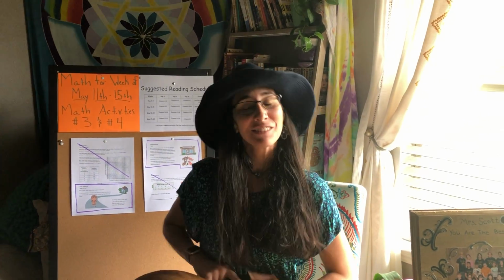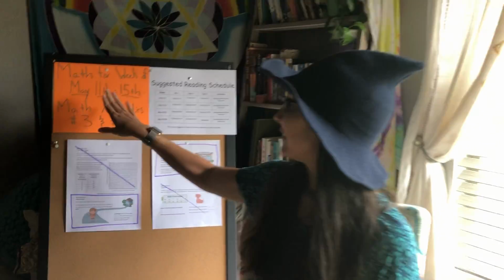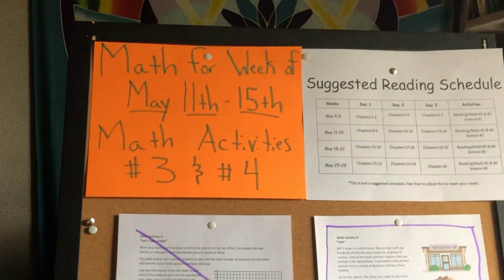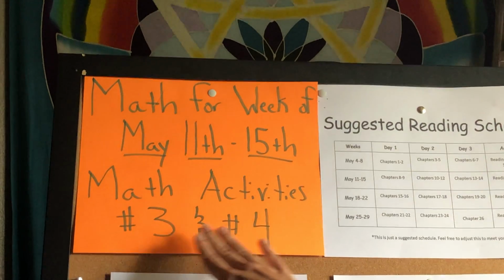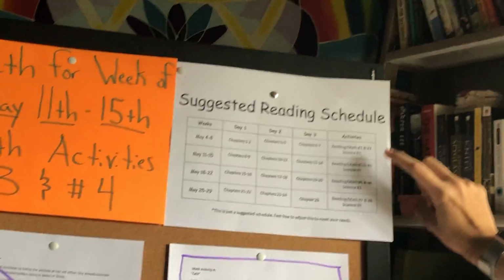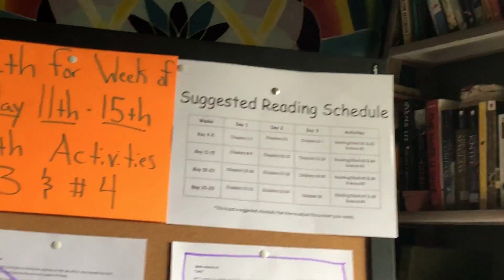Seekers, if you're watching this video, that means you are ready to do your math work for the week. So let's go ahead and talk about that. This is the week of May 11th through May 15th. And for this week, you have math activities number 3 and 4 to get done, as shown on here. And remember, this is the week you're reading chapters 8 through 14. And for math, you're doing 3 and 4. And that's what I have up here.